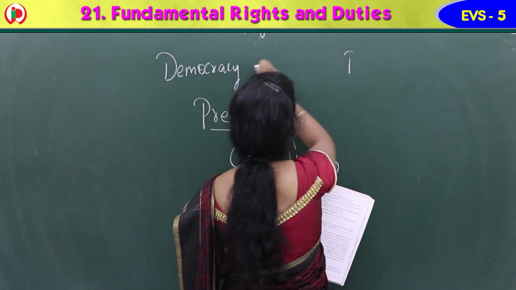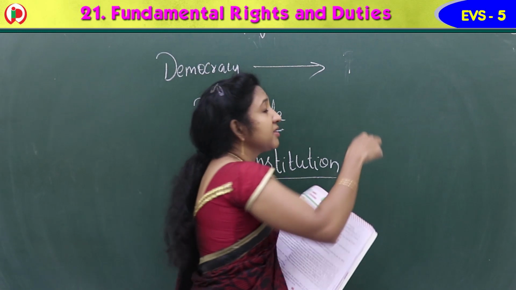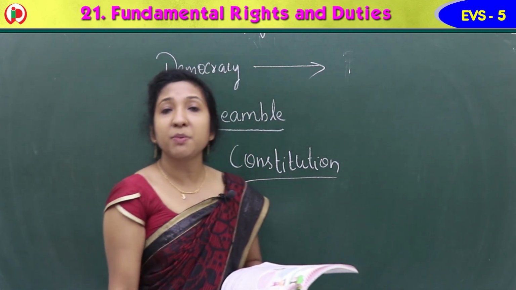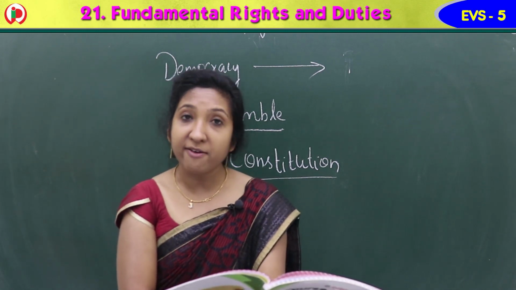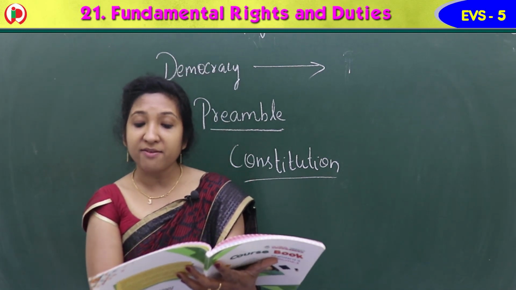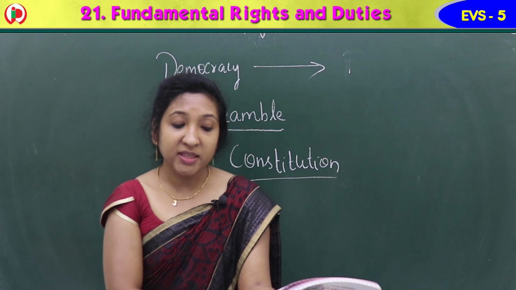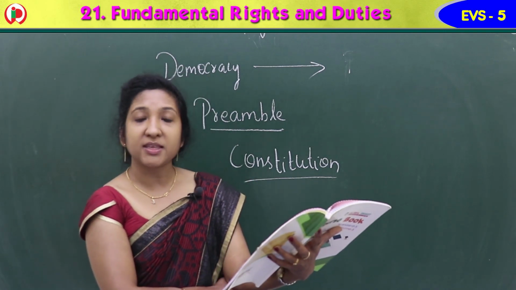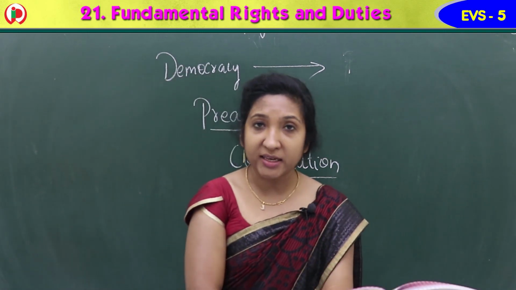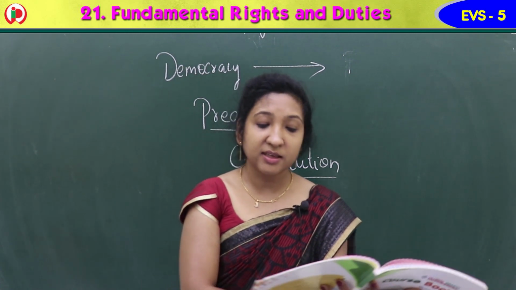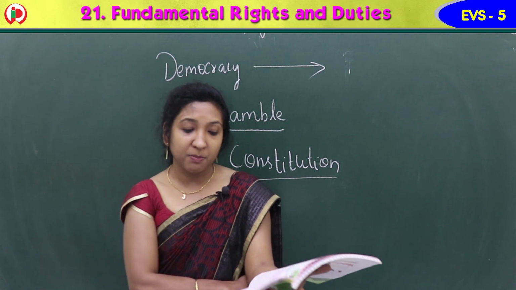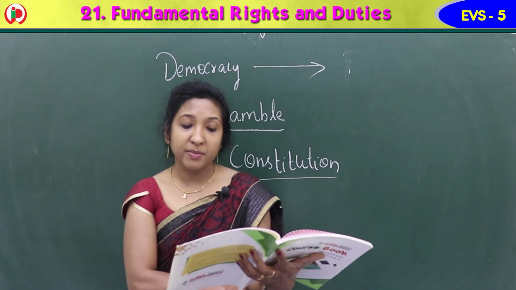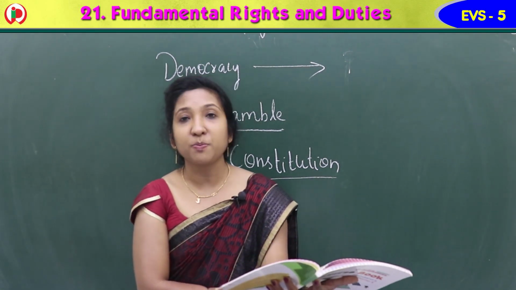So already, yes, democracy, you know, is a government of the people, by the people and for the people. Democracy is a form of government in which people are governed by their own elected representatives. People have the right to elect their leaders. In this system of government, it is the people who are supreme.